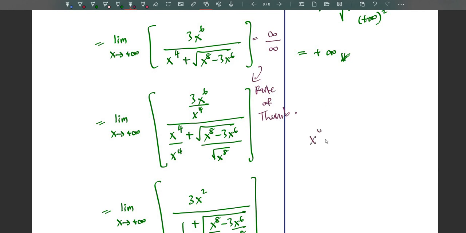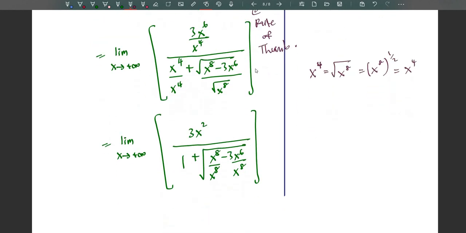X power of 4 is actually equal to root of x power of 8, right? Because x power of 8, to the power of 1 over 2. So, sorry, it will be x power of 4 again. And then for this one, you can simplify right away. It's going to be 2. Here 1. And for this part, you need to combine them in one radical. So it's going to be like this. And then simplify.